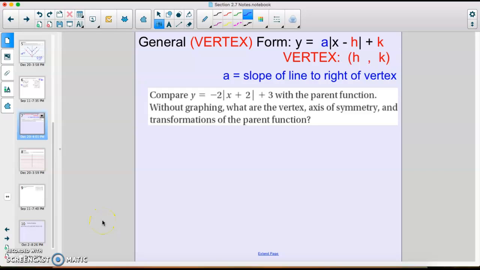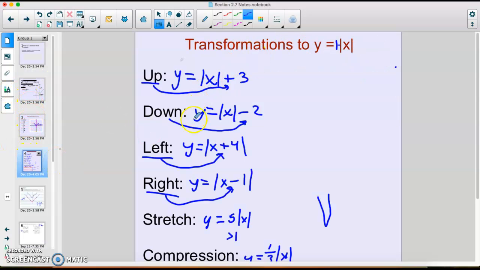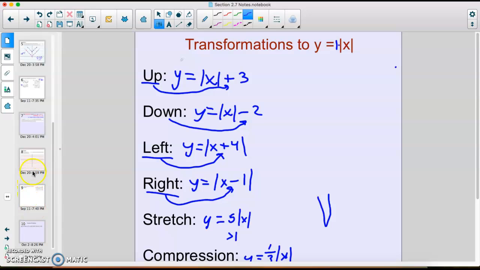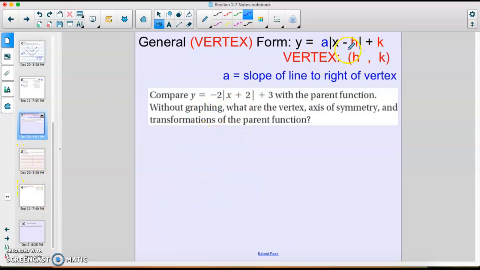All right, here we have part two of 2.7. We're going to talk about general vertex form, which is y equals a times absolute value of x minus h plus k. If you realize, this is like all of our changes we could make. If we go back to our list of changes we can make, this is all of our changes just put into one formula. And sometimes maybe we'll have a change and sometimes we won't.